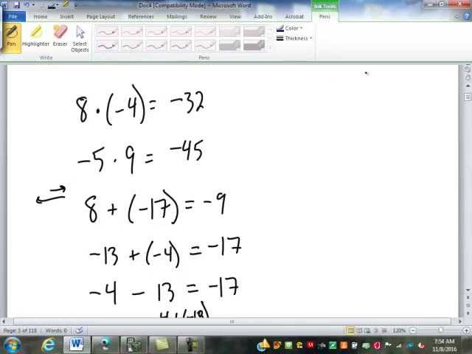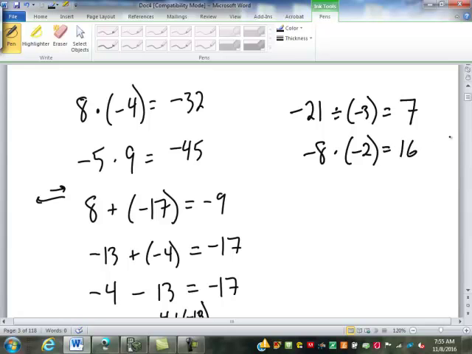Let's do negative 21 divided by a negative 3. Positive 7. Negative divided by negative is a positive. Negative 8 times negative 2. Positive 16.